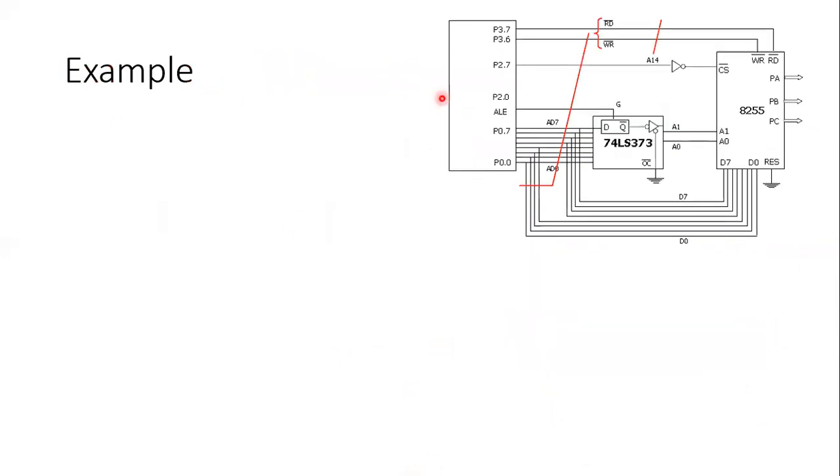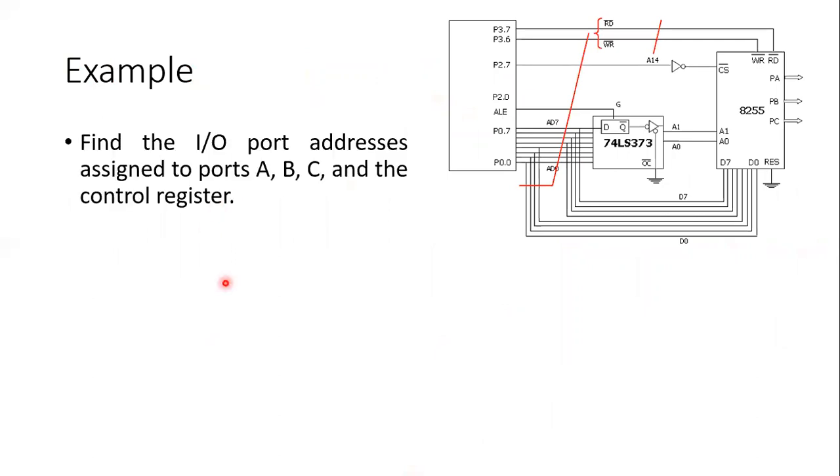Now let us take one simple example here. The example is: find the in-out port addresses assigned to ports A, B and C and the control register. Now for this given configuration, this given circuit, the previous diagram is presented again here. So what is given? The same, we use a 16-bit address here, and 8-bit data lines are there, and using the 8-bit data line we can write the data into the 8255 control register, isn't it? So that's what we have to find out.